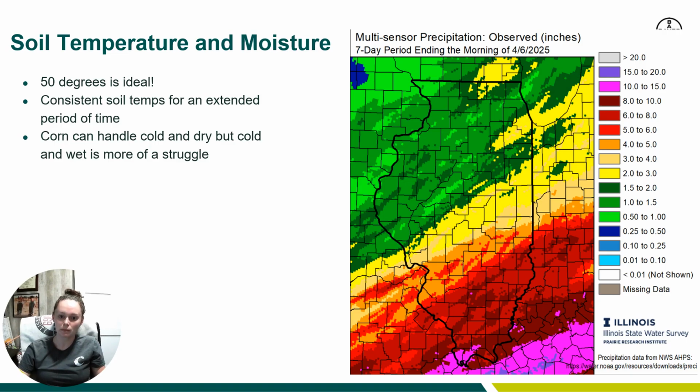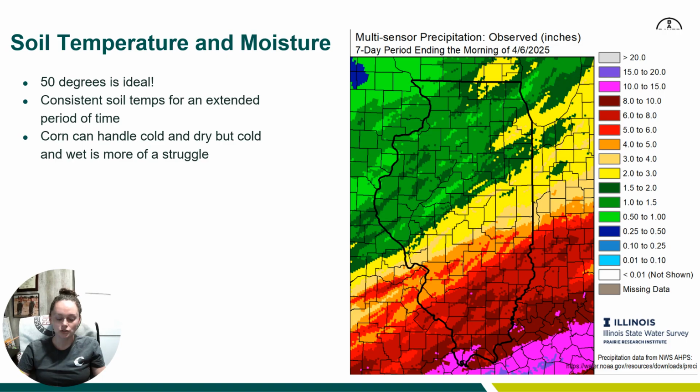This precipitation map that I have on the slide shows the accumulation of moisture we've had over the last 7 days. So everyone in the south got hit a little bit harder, but as you move north, a little bit less, but still enough to keep us out of the field for a few days.